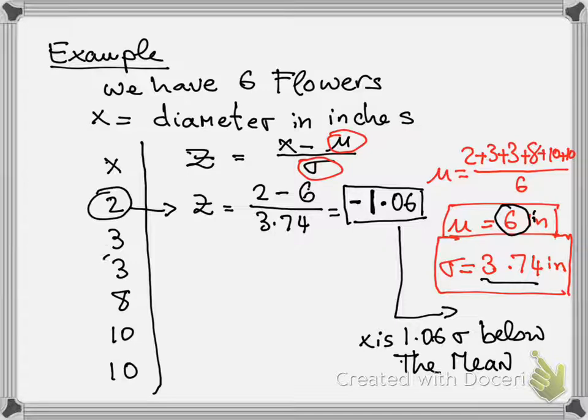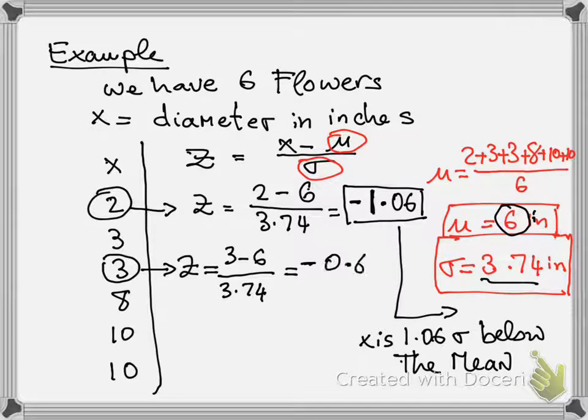For example, what about 3 here? If you compute the z-score of 3, x is 3, so 3 minus 6 over, again, 3.74. That would be equal to negative 0.8. So that's the z-score of 3. Negative 0.8 is the z-score of 3. So that means that x equal to 3 is 0.8 sigma below the mean.